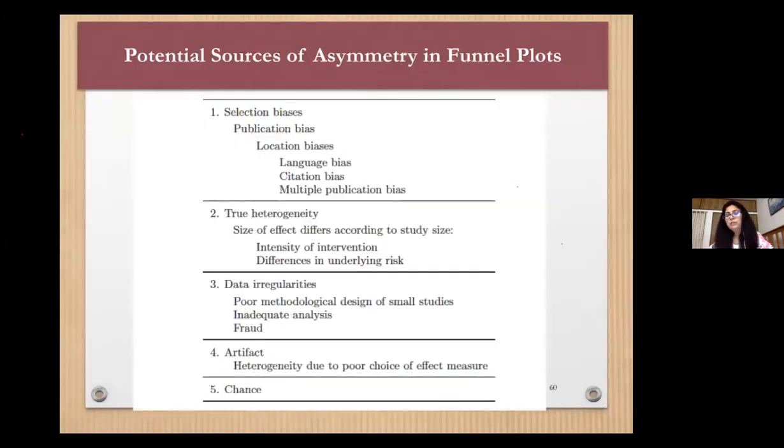So one thing I want to highlight is that before doing a funnel plot, you should rule out heterogeneity, because if heterogeneity is present and you do a funnel plot, then the asymmetry may come from heterogeneity and not from publication bias, because an asymmetric plot may be due to other reasons also. So you should first rule out any heterogeneity, and then go in and make a funnel plot, right?